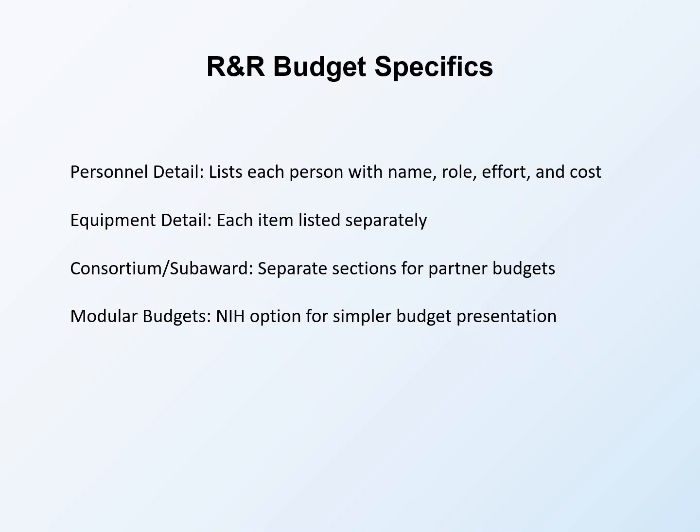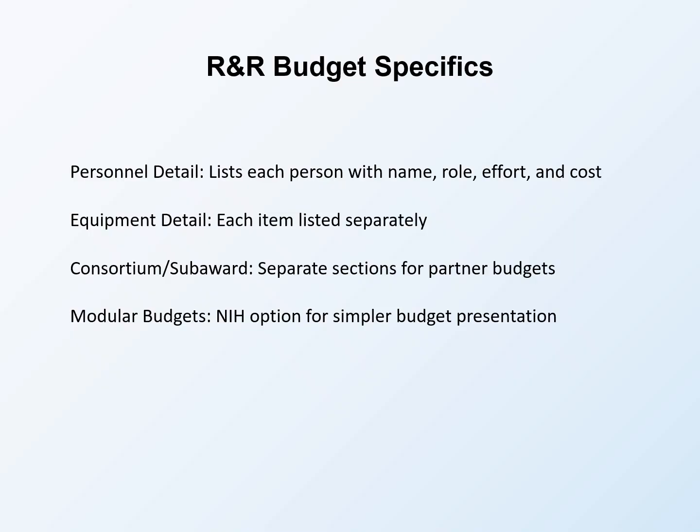Equipment detail requires each item to be listed separately with description and cost. Rather than a single equipment total, the R&R format itemizes equipment purchases. This detail supports reviewer evaluation of whether equipment is appropriate and necessary.